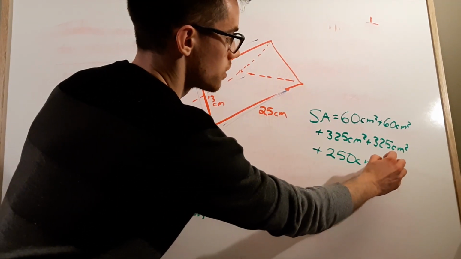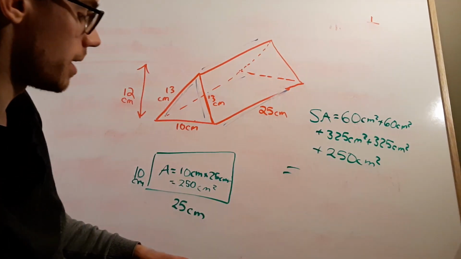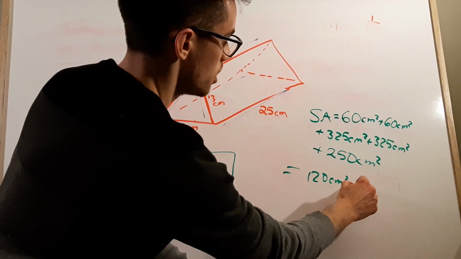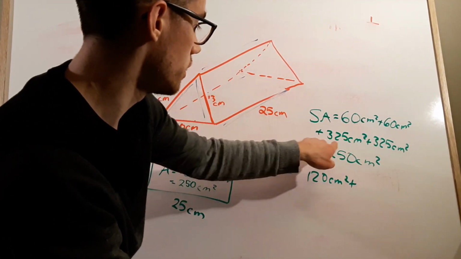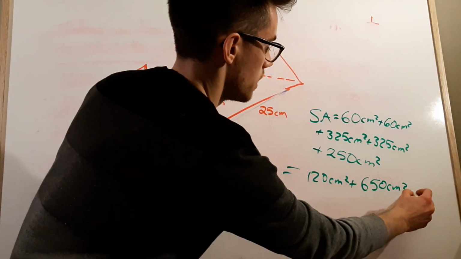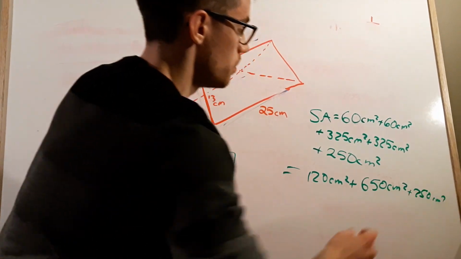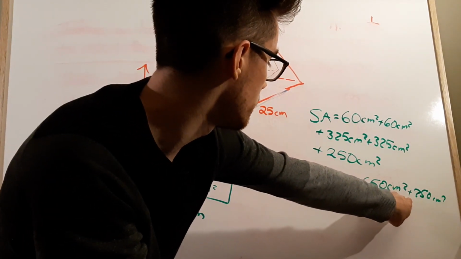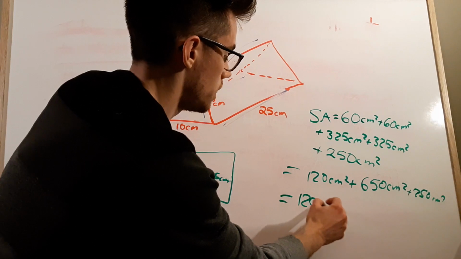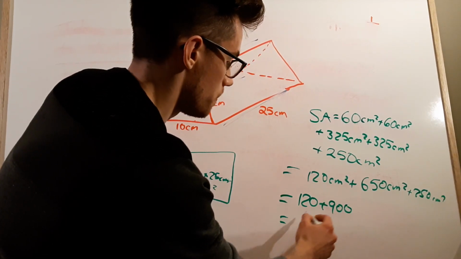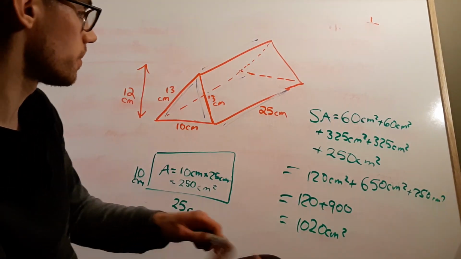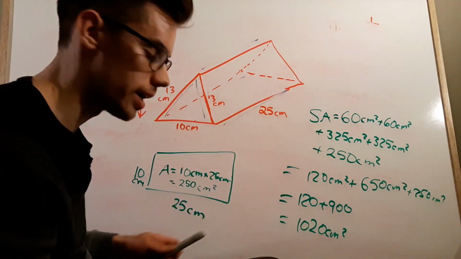250 centimeters squared. And when I add all that up, can I make a guess? This is going to be 120, so I'll have 120 centimeters squared plus 650 centimeters squared plus 250. So that's going to be 800 plus 50, and 50 is going to be 900. So 120 plus 900, that's going to be 1,020 centimeters squared. So that would be the answer for that one. So that would be how to find the surface area for a triangular prism.